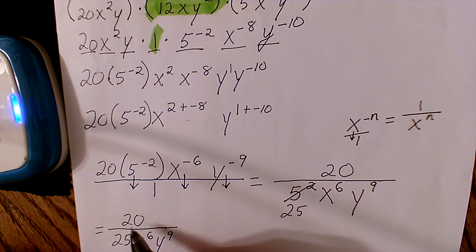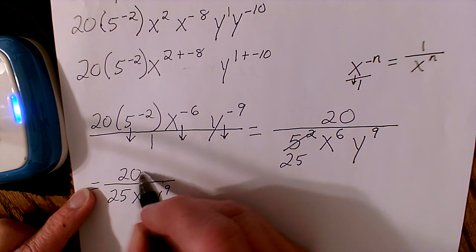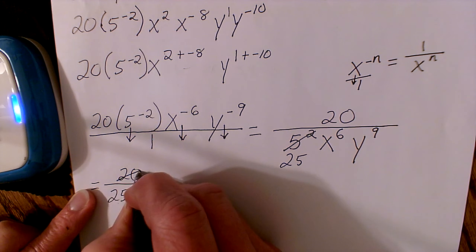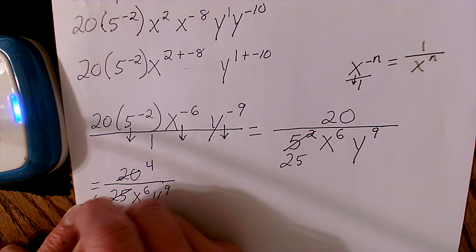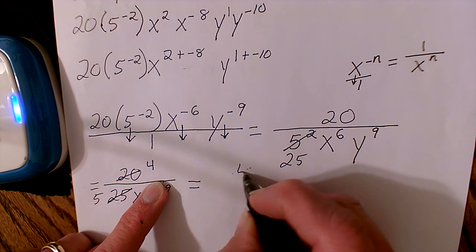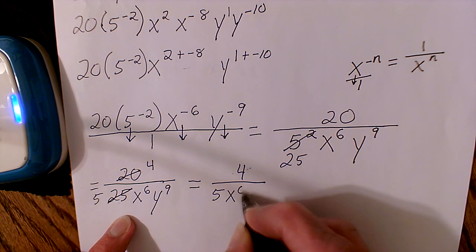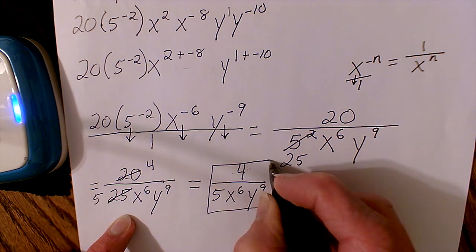I need to keep canceling my number part if I can, and I can because for 20 over 25, 5 goes into both of those numbers. 5 goes into 20 4 times. 5 goes into 25 5 times. And so in the end, we end up with 4 in the numerator over 5, x to the 6th, y to the 9th, and that is our answer.